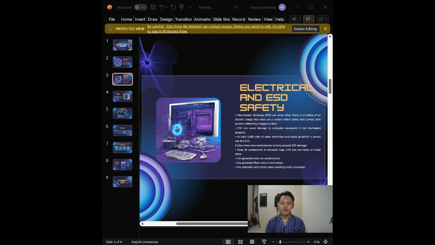The symbiosis of electrical and ESD safety: in the intricate dance of electrical and ESD safety, discover how these realms converge within computer casings. Explore the significance of grounded casings, conductive materials, and protective coatings. Witness how this collaborative effort not only ensures users' safety but also shields internal components from potential electrical hazards and ESD threats.